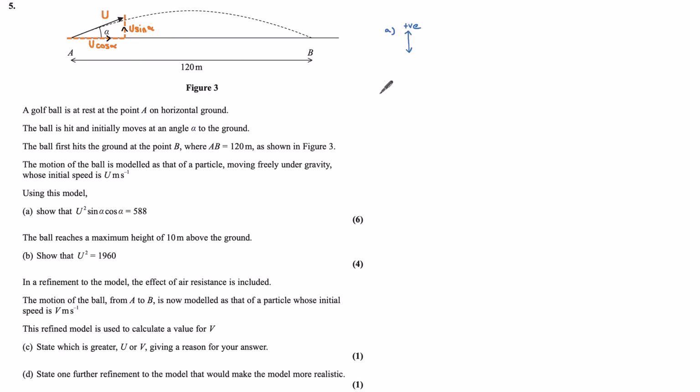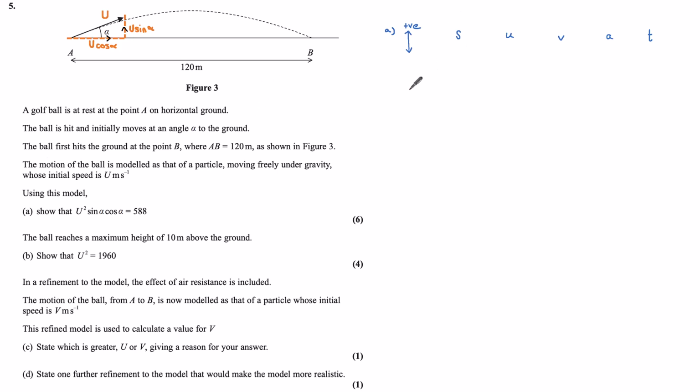Let's start by looking up and down, and I'm going to take up to be the positive direction here. Whenever we're looking up and down on a projectile question, we are looking at SUVAT. And the reason we're looking at SUVAT is because we have an acceleration in projectile questions vertically, and that is because we have the acceleration due to gravity.